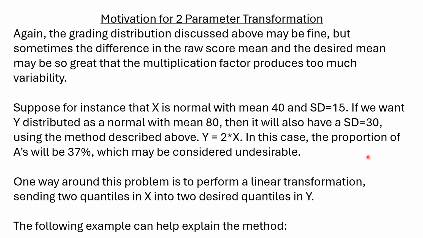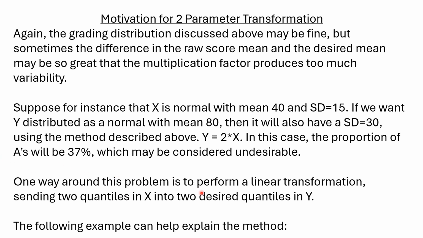In that particular case, the proportion of A's would be 37%, which may be considered undesirable, depending on how easy the exam was and what the professor's expectations were. Maybe the professor doesn't like the fact that this distribution yields that. So there may be a desire to decrease that. That's where we're heading with this.